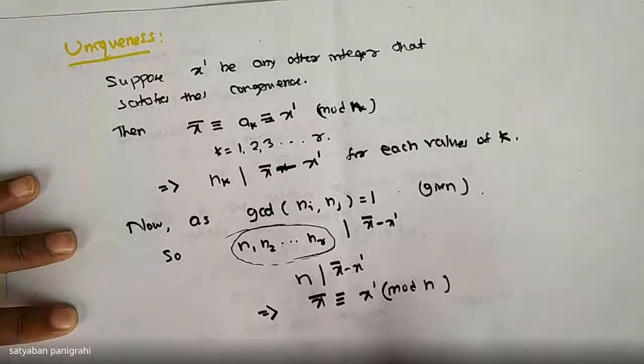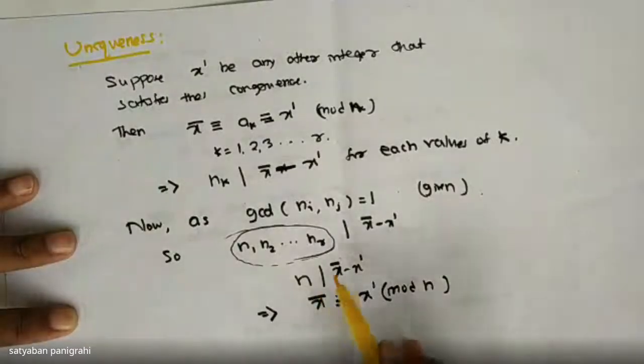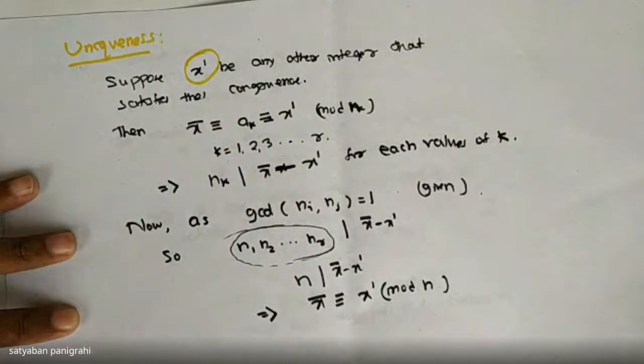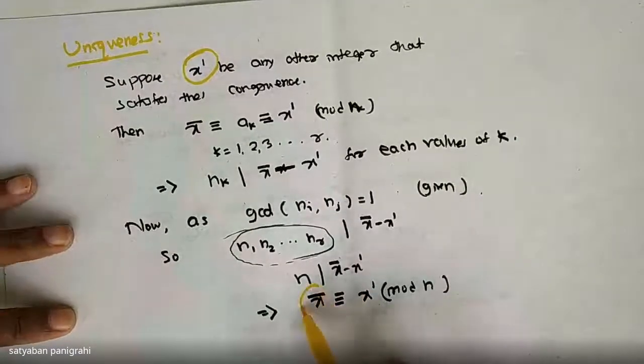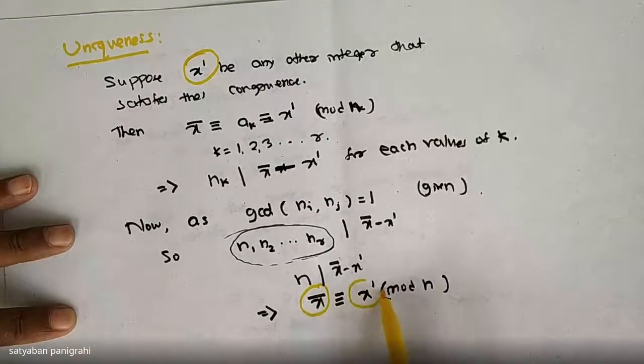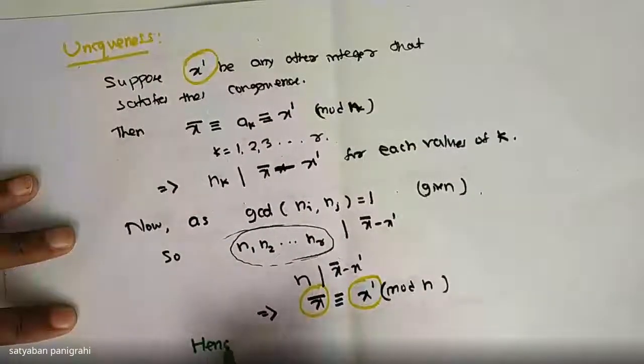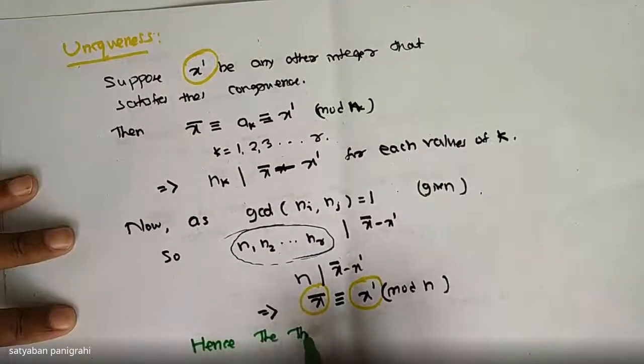That means what we have got? We have got that the alternate solution x′ is congruent to our original solution x̄. That means the solution is unique. Here the solution is unique. Hence our theorem is proved.